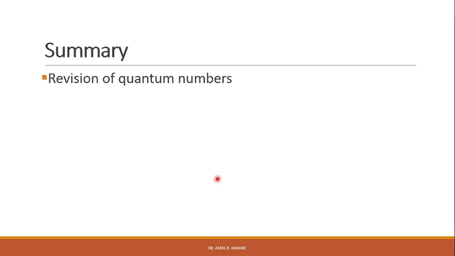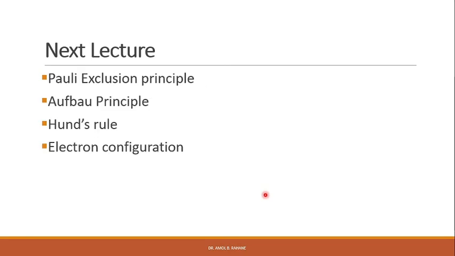In summary, we have revised the various quantum numbers like the principal quantum number, azimuthal or orbital angular momentum quantum number, magnetic quantum number, spin quantum number, spin magnetic quantum number, total angular momentum quantum number, and total magnetic angular momentum quantum number. In the next lecture, we are going to study the Pauli exclusion principle, then the Aufbau principle, Hund's rule, and electronic configuration of the atom.